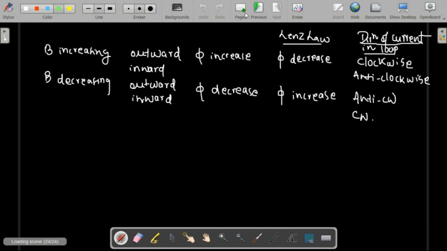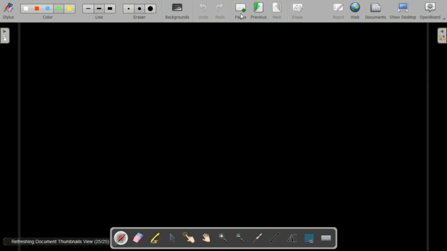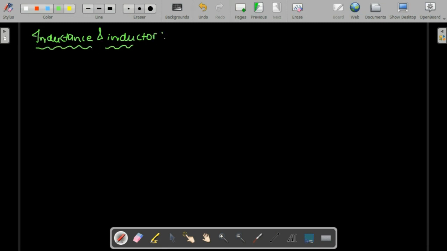So if you consider an inductor, let's take the heading of the topic as inductance and inductor. Okay, that's our heading for now. Whatever we are going to talk about is about inductors now, and there is something which is called self-inductance.